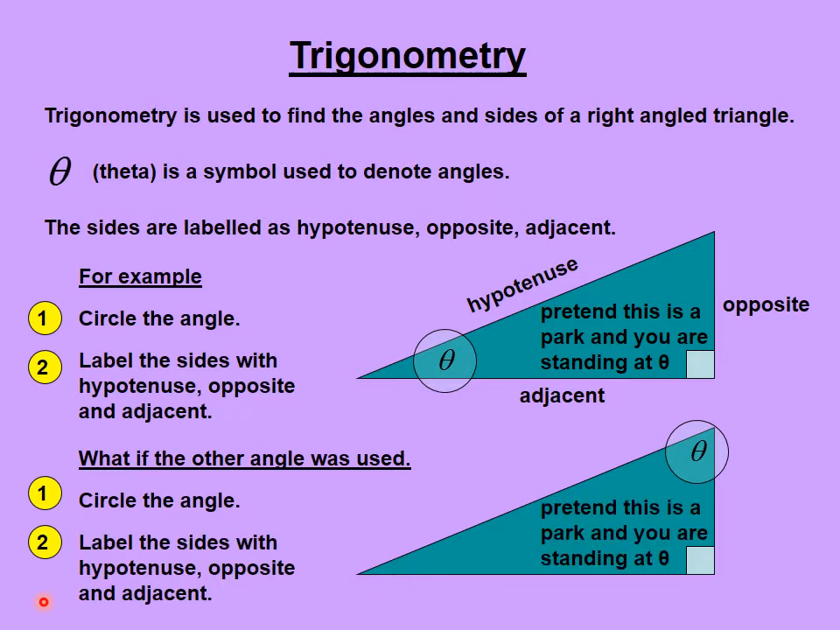So our steps are exactly the same, and I still want you to pretend you're standing in the park in that corner, and that's the hypotenuse side. But this time, if I'm standing here, my back's to this corner, and I'm looking across the park, you can see this side would be opposite. Okay, so there's the opposite, and this time this side is the adjacent.